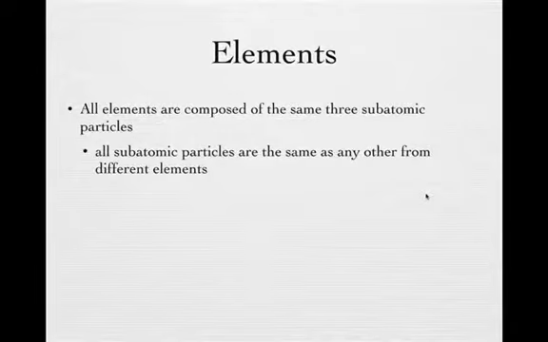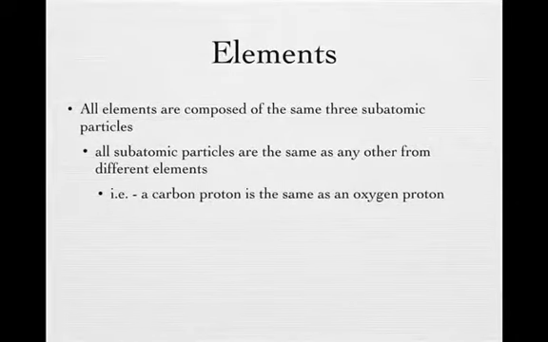So every proton in every element and every atom is exactly the same. All the neutrons are exactly the same. All the electrons are the same. It's just a matter of how they're put together within that element that changes the properties of those elements. So we see here a carbon proton is the same as an oxygen proton.